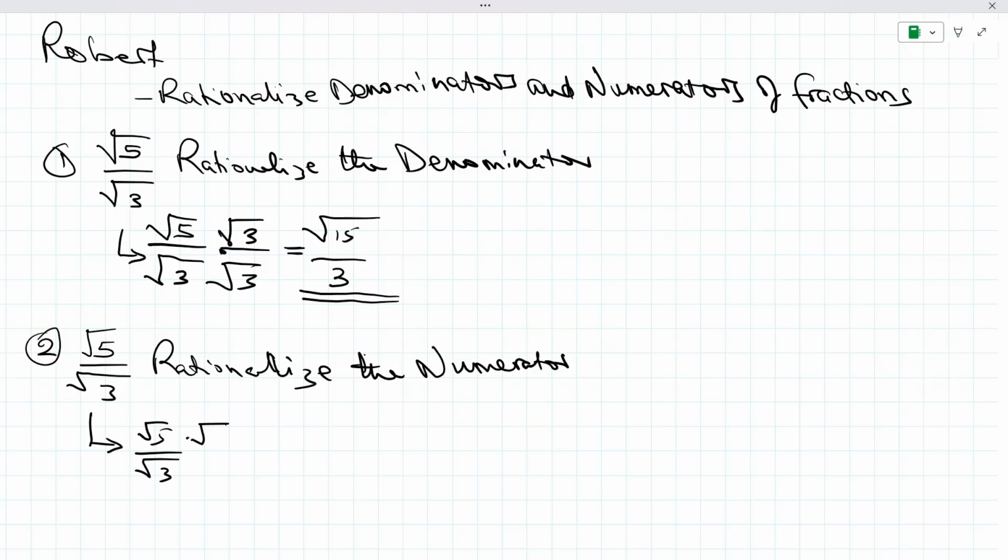And indeed, this one will be root 5. But what you do to one part of a fraction, you must do to the other. So we also have to multiply the bottom by root 5. And then here we'll have root 5 times root 5 will leave us with a 5. And in the bottom, we have root 3 multiplied by root 5, which will be root 15.